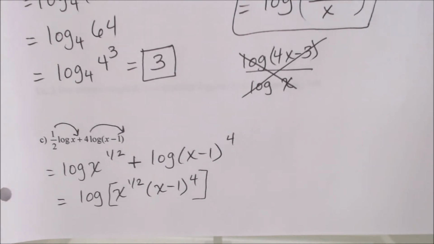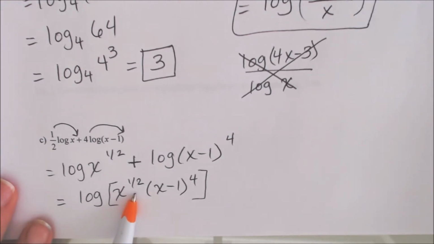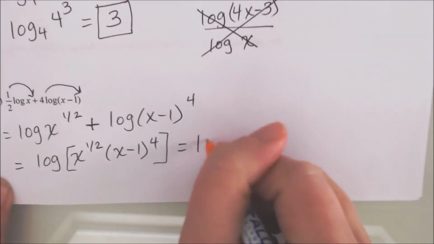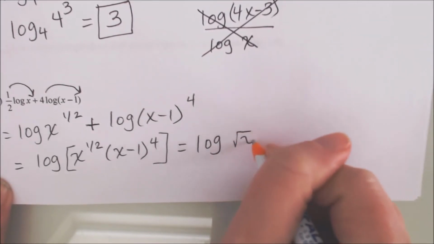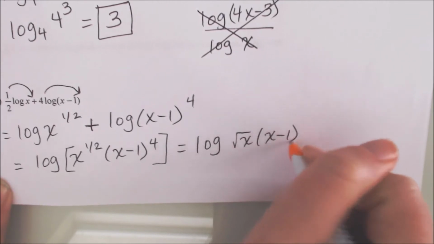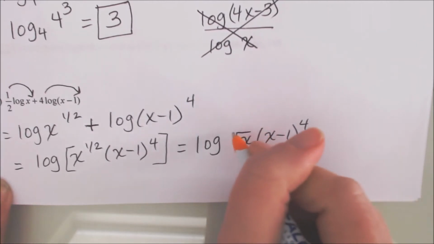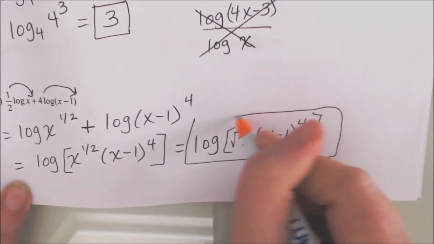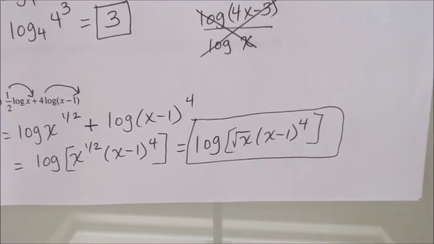The last thing when we condense is if you have any fractional exponents, you want to go back to radical form. So x to the 1/2, how does that look as a radical? That's going to turn back to the square root. So we're going to have log of the square root of x times (x minus 1) to the 4th power. I'll put a bracket around it for grouping. But that would be completely condensed. We have a single argument, and we're going back to radical form for any fractional exponents.